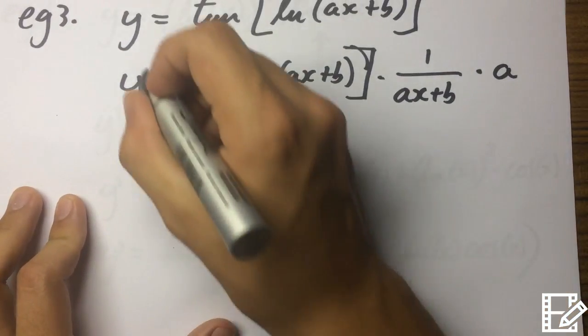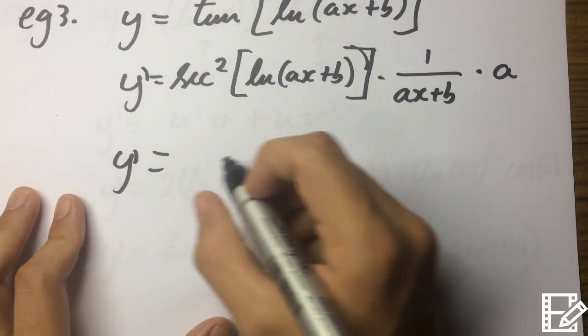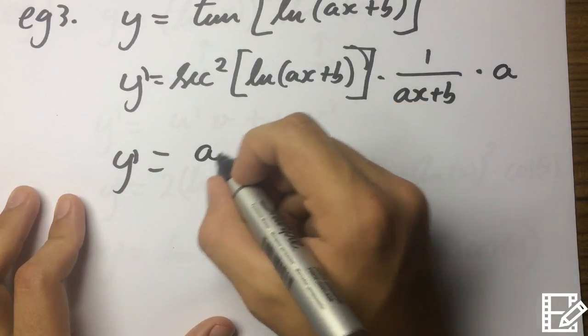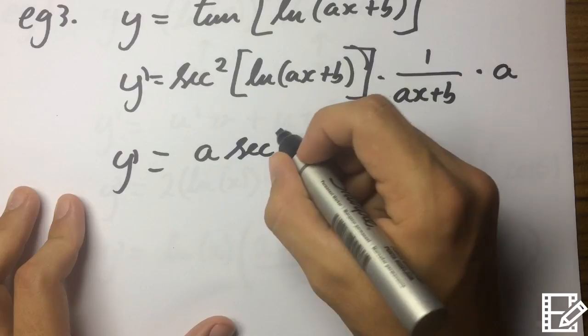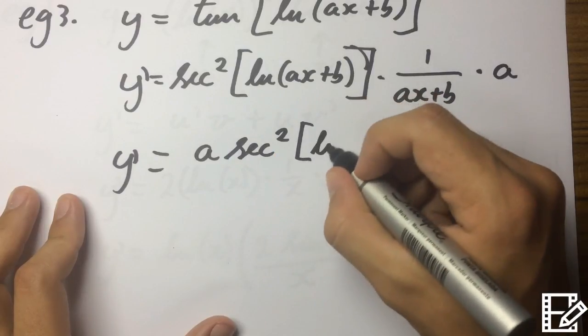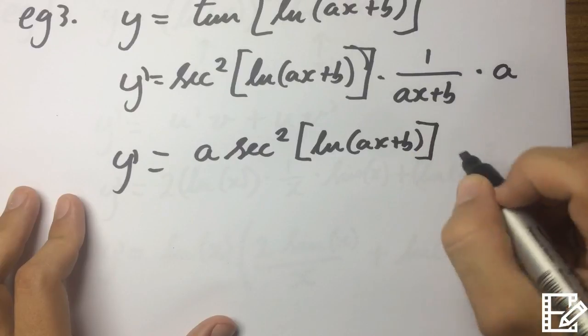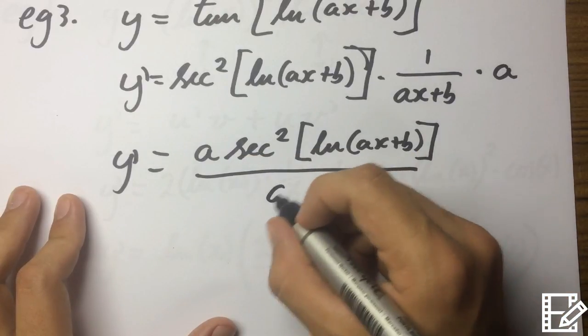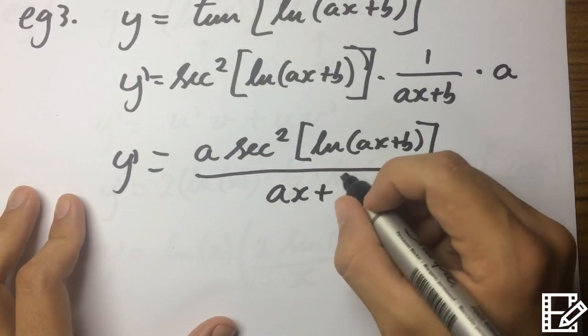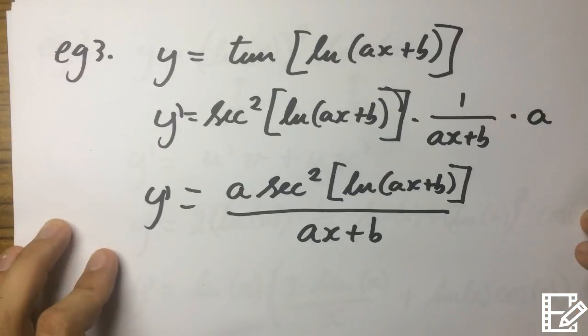And then what we end up with, I should write the derivative there, is a sec squared of ln of (ax plus b), over (ax plus b). And that is your derivative.